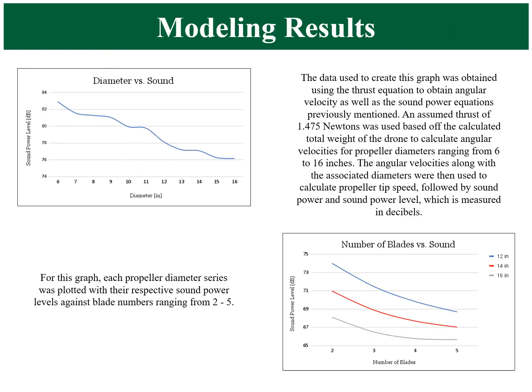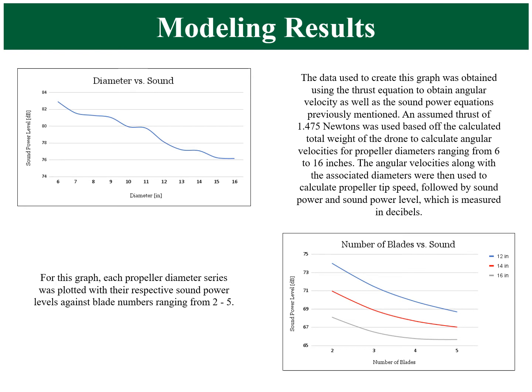Here we have two graphs representing the results from our equation modeling using the equations previously mentioned. For the first graph, the angular velocities were found for propeller diameters ranging from 6 to 16 inches. These values were then used to calculate propeller tip speed, followed by sound power and sound power level, which is measured in decibels. As diameter increases, the sound power level decreases.